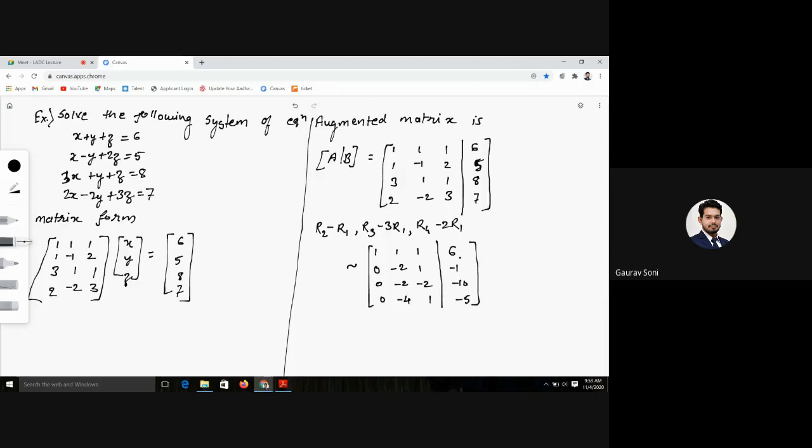Look, in the next step, without making this 2 as 1, I can make the entries below it 0. In some cases this might be possible without bringing 1 there. The entries below can be made 0, so I will use that. So R3 minus R2, R4 minus 2 times R2. So let's do these calculations.